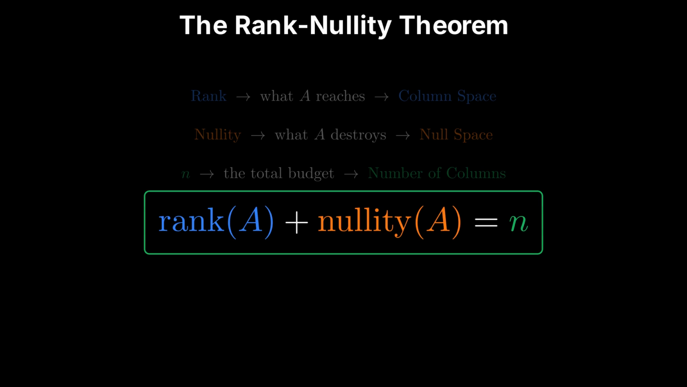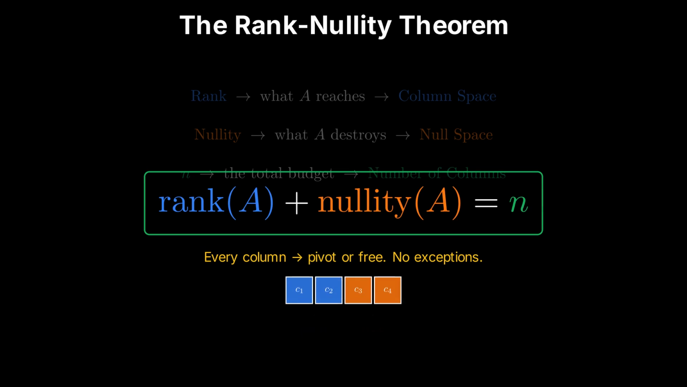For any m by n matrix A, rank of A plus nullity of A equals n. Every column becomes either a pivot, building the column space, or a free variable, building the null space. Two groups, one equation, no exceptions. In our example, the budget bar confirms it. 2 pivot columns plus 2 free columns equals 4 total columns. Check.